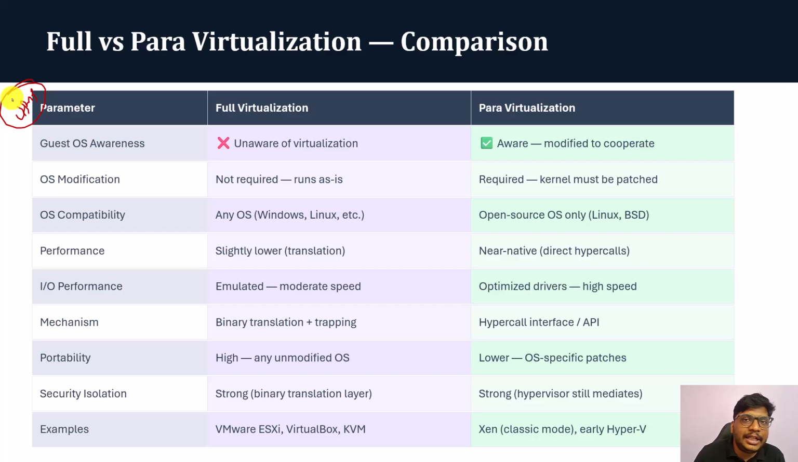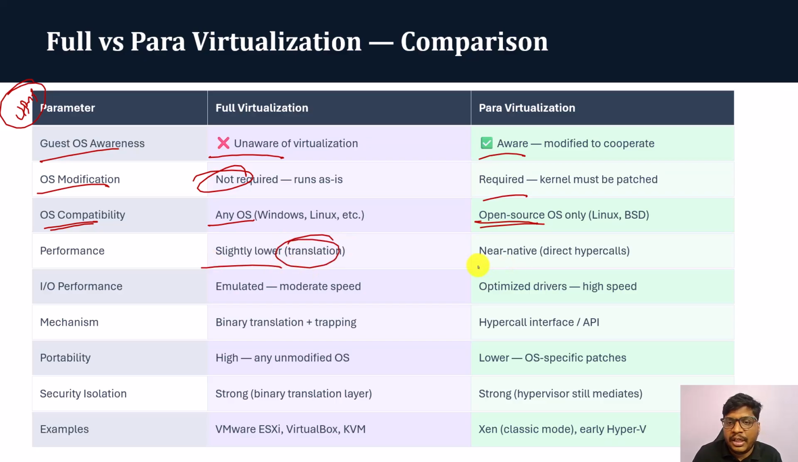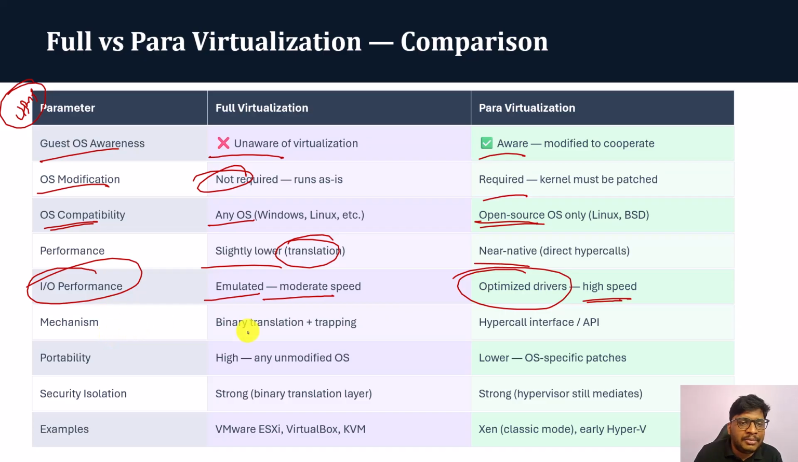Now you can see a comparison here, full versus para. Guest operating system awareness: unaware of virtualization in full, aware in para. OS modification: not required in full, required in para. OS compatibility: any operating system in full, open source OS only in para. Performance: slightly lower because of translation in full, near native in para because of direct hypercalls. Input output performance: emulated with moderate speed in full, optimized drivers with high speed in para. Mechanism: binary translation plus trapping in full, hypercall interface API in para.